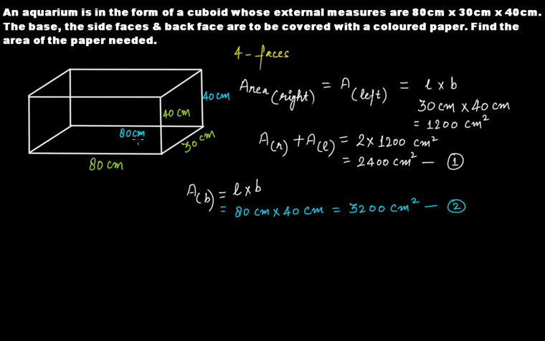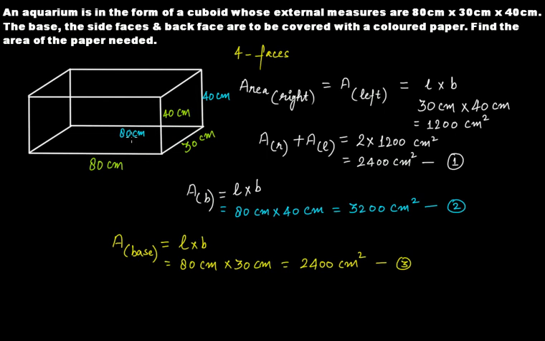Now the remaining face that we have to cover is this base. So in the case of this base, length is 80 centimeter and the breadth is 30 centimeter. So again, area of base will be equal to length multiplied by breadth, that is 80 centimeter multiplied by 30 centimeter. So you get again 2400 centimeter squared. So 2400 centimeter squared will be the area for this base.